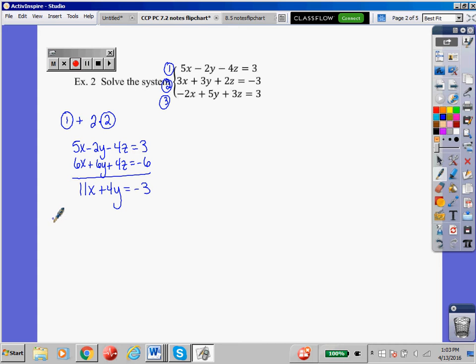So it looks like I'm going to have to take 3 times the first equation plus 4 times the third equation. You see how that's going to give me negative 12z and positive? Okay. So let's do that. I'm going to multiply 3 times the first equation. That's 15x minus 6y minus 12z equals 9. I took 3 times the first equation.